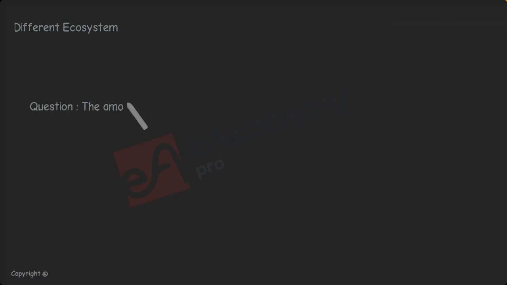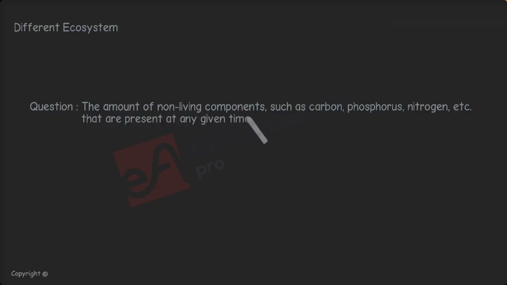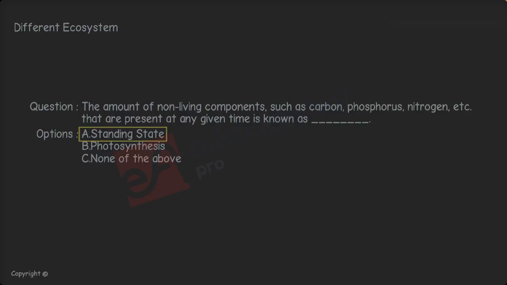Questions. Number 1. The amount of non-living components such as carbon, phosphorus, nitrogen, etc. that are present at any given time is known as dash. The options are A. Standing state, B. Photosynthesis, C. None of the above. The correct answer is option A.